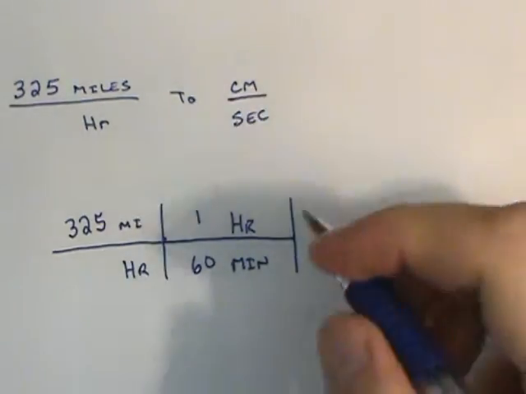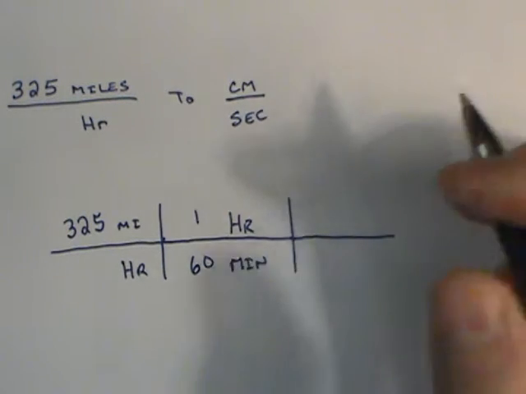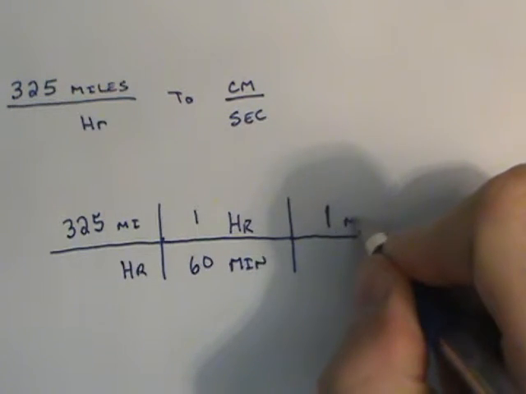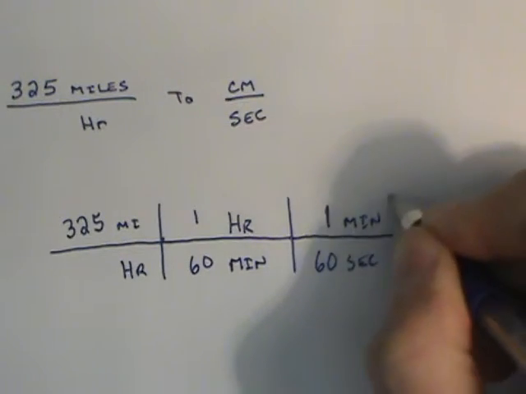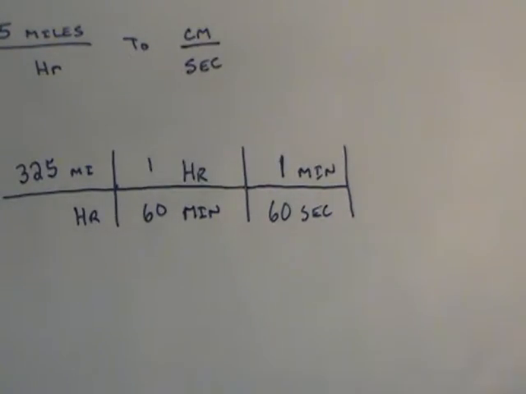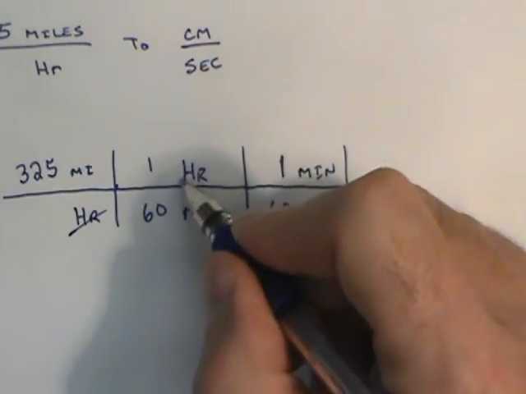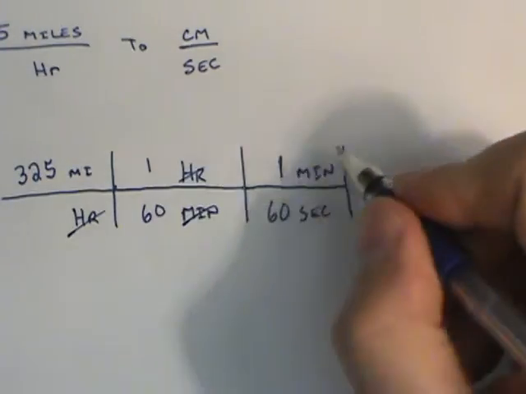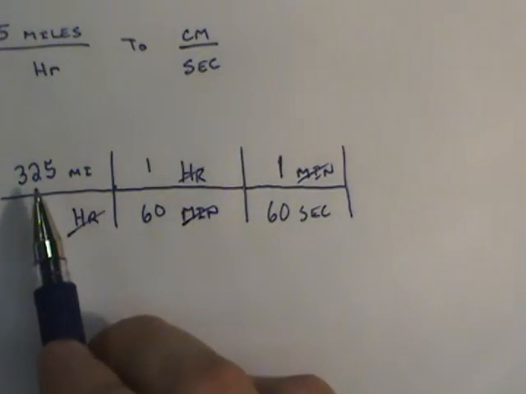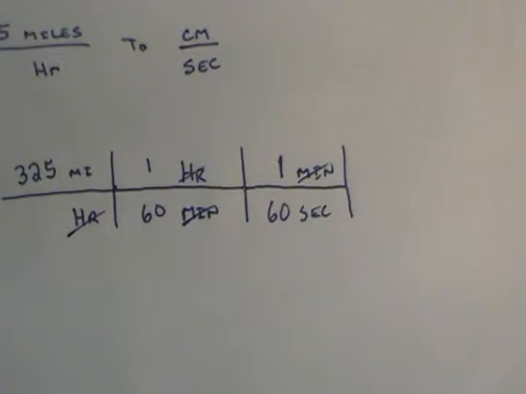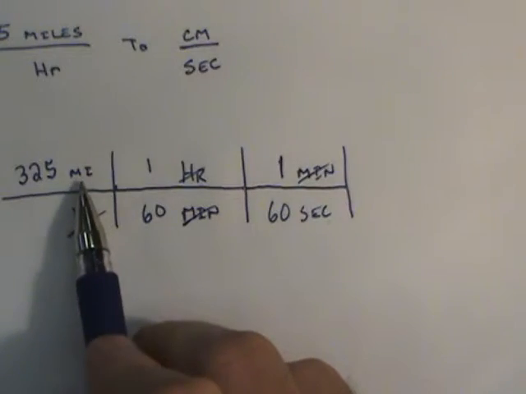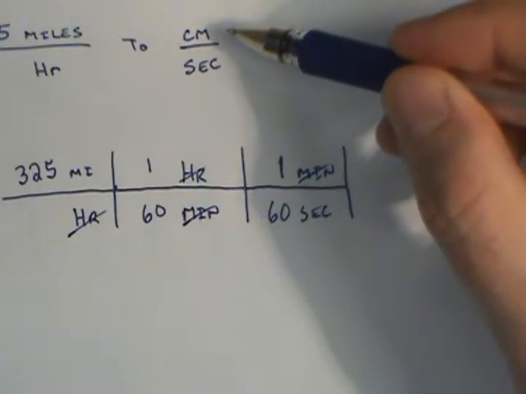And then the next step would be to turn those minutes into seconds. So I can say 1 minute is equal to 60 seconds. That allows me to cancel the hours, because I've got one on top, one on bottom, cancel the minutes, and right now I have this as 325 miles per second. And of course I have my 60s there. I need to convert the miles to represent the centimeters.